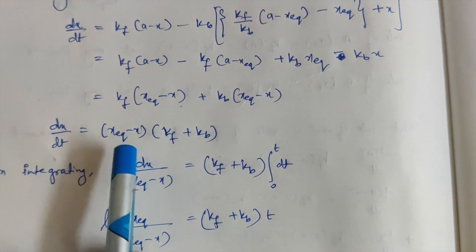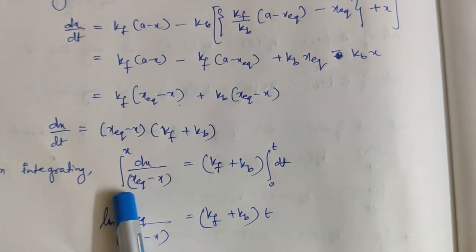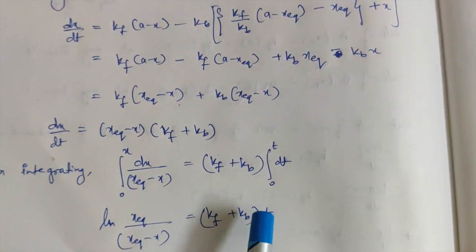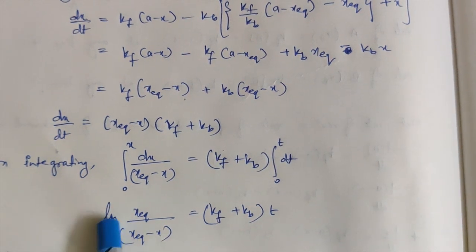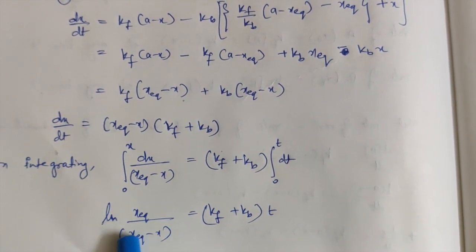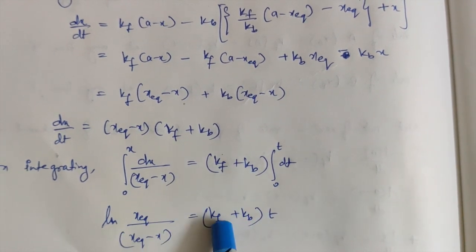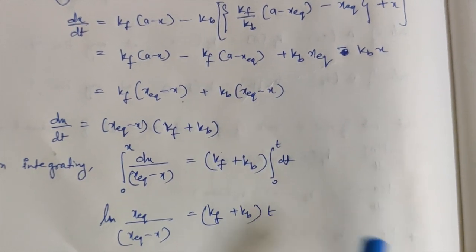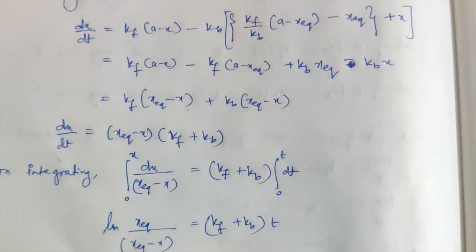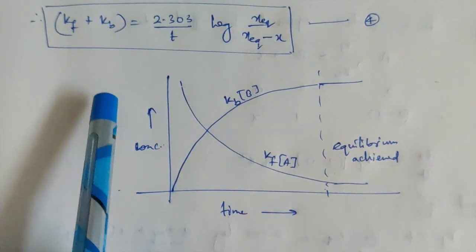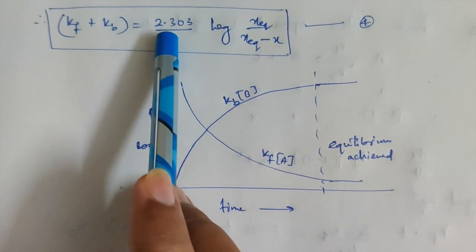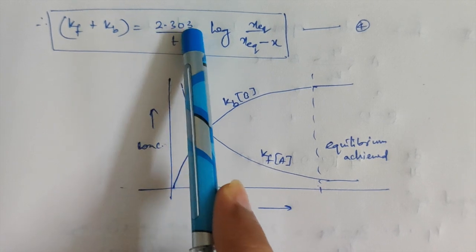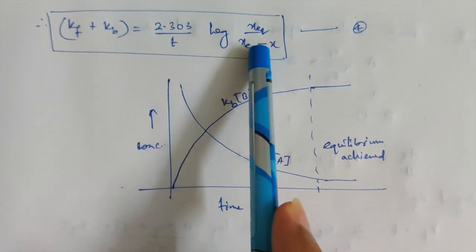So concentrations go from 0 to X, because X can have a minimum value of 0 and a maximum value of X. Time can be from 0 to t. So on integrating, I'll get ln, that is natural log, of Xeq divided by Xeq minus X. On the right hand side I'll get Kf plus Kb, and this dt will be integrated to give you t. Now the final answer which you will get will be this, that is Kf plus Kb is equal to 2.303 upon t log Xeq by Xeq minus X. I have just converted that natural log into log base 10.